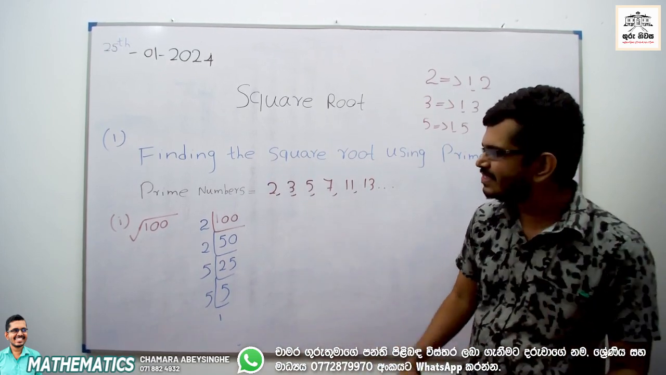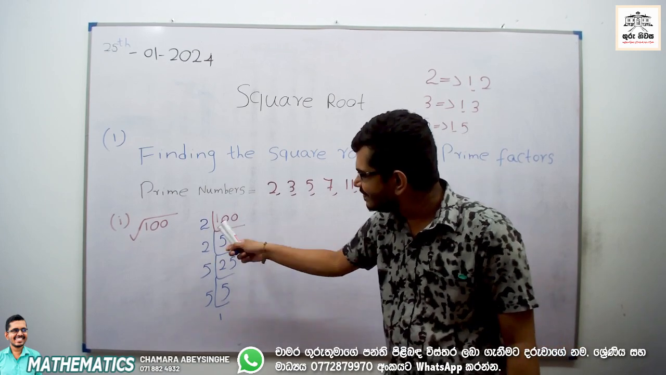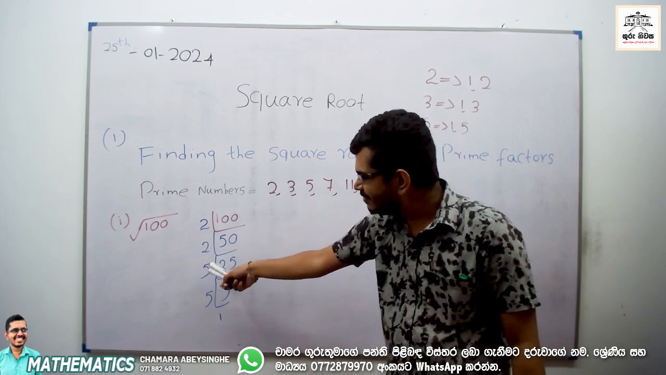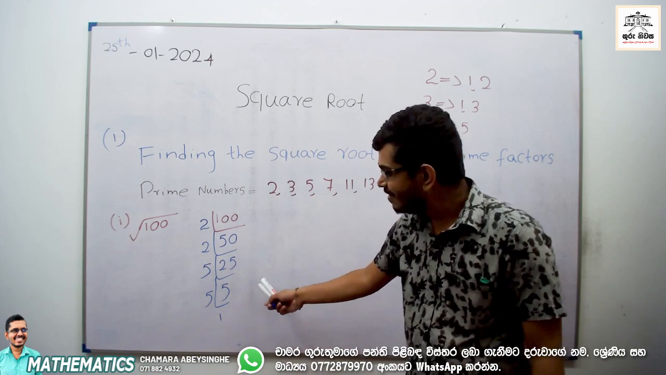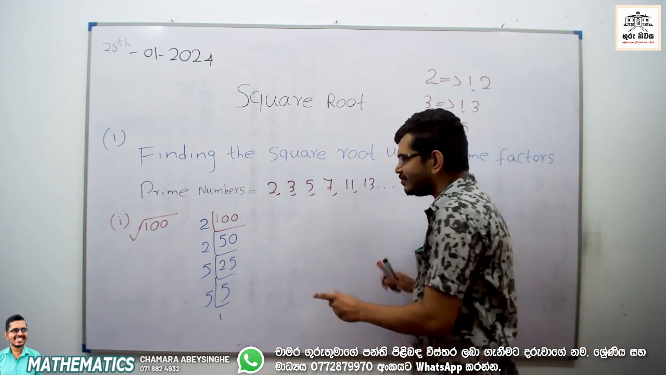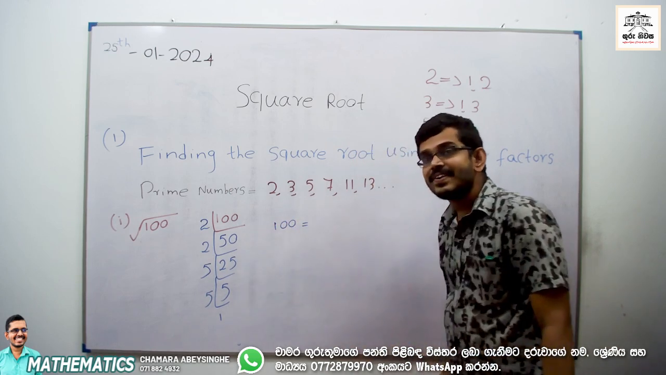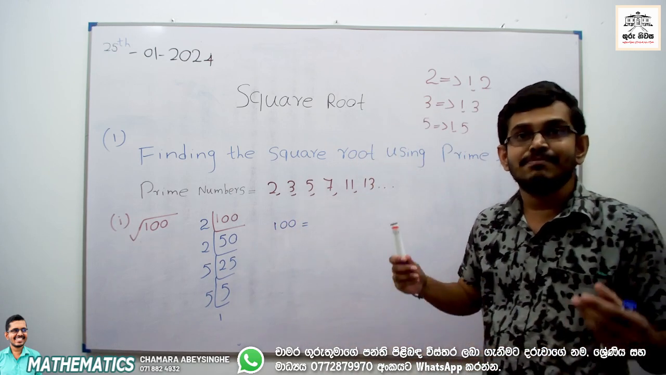Okay, let's see, student. 100 divided by 2, 50. 50 divided by 2, 25. 25 divided by 5, 5. 5 divided by 5, 1. Now, student, we can write 100 as the product of the prime numbers.